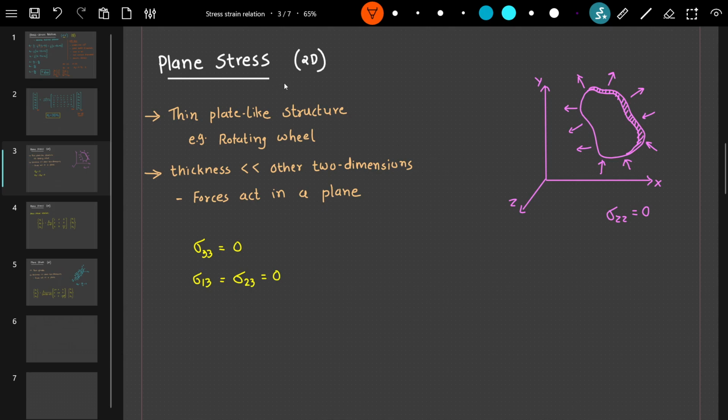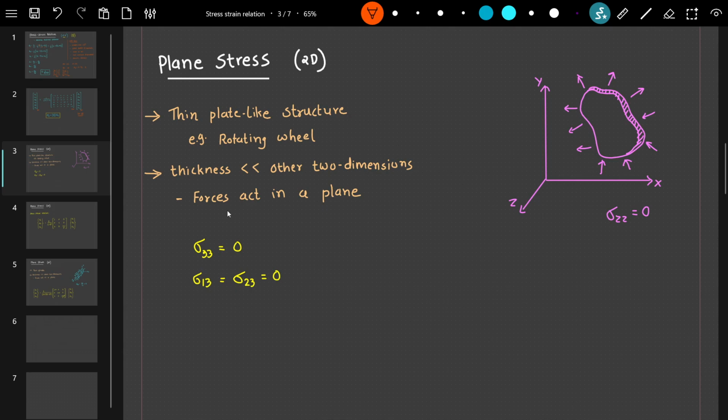Now let's say a very special case of 2D, that is plane stress. Okay. So plane stress is the condition. I mean it is applicable to thin plate like structures, for example a rotating wheel. Thin plate like structures means the thickness dimension is very negligible or very small compared to the other two in plane dimensions. So in such cases, we can say the plane stress condition is valid.